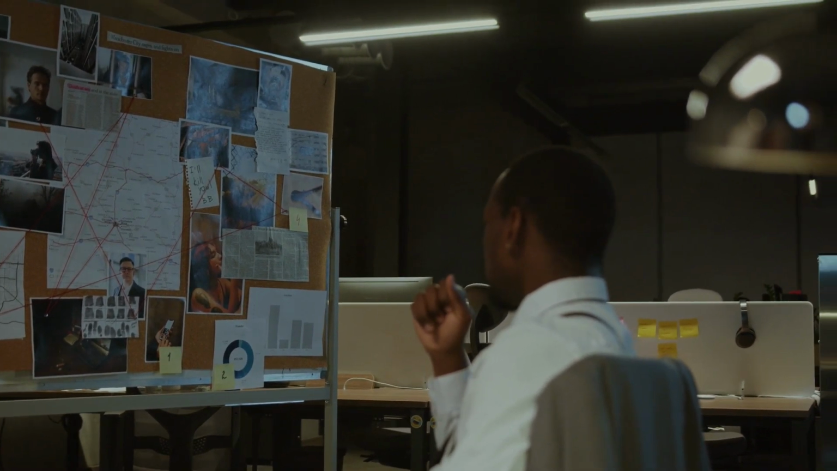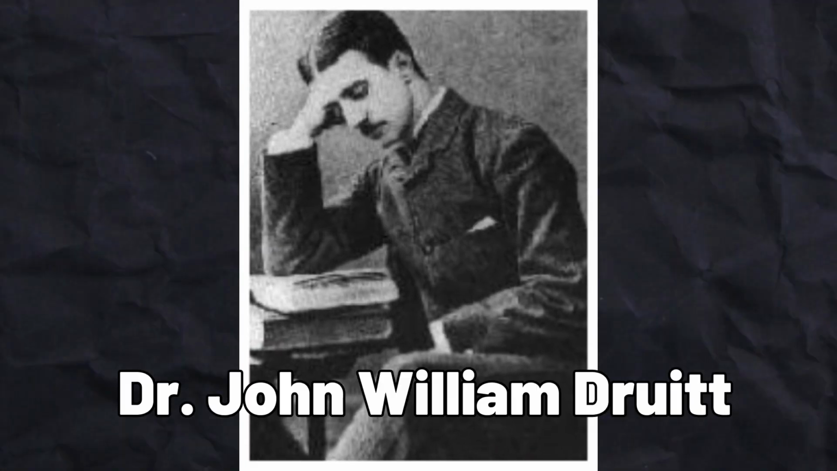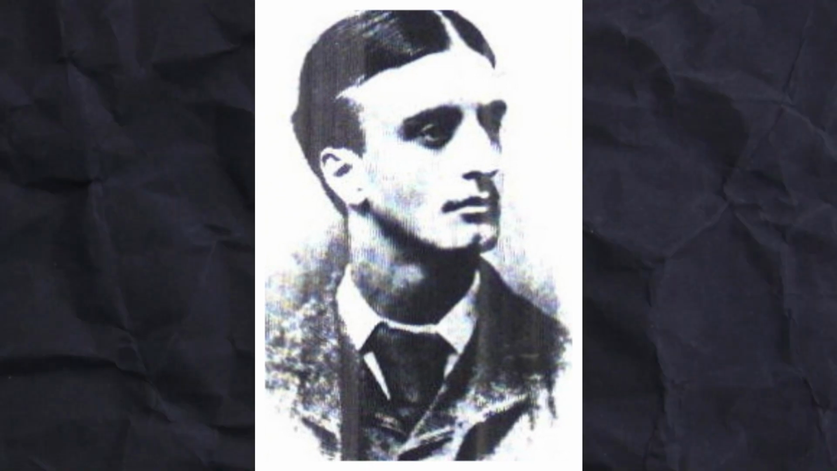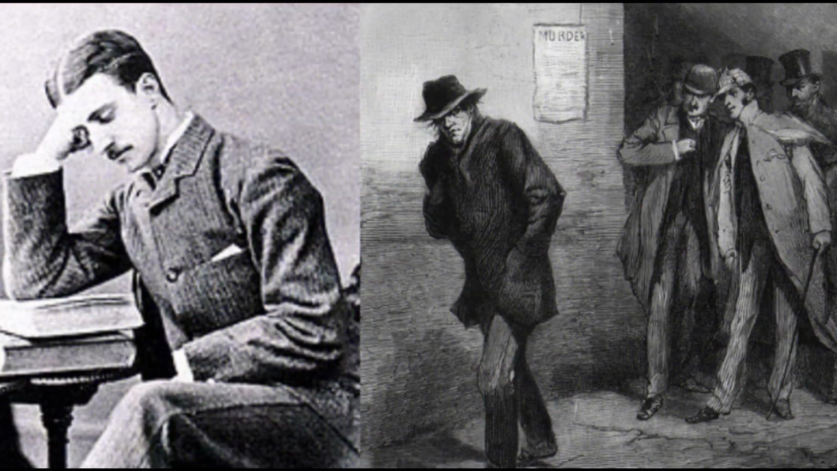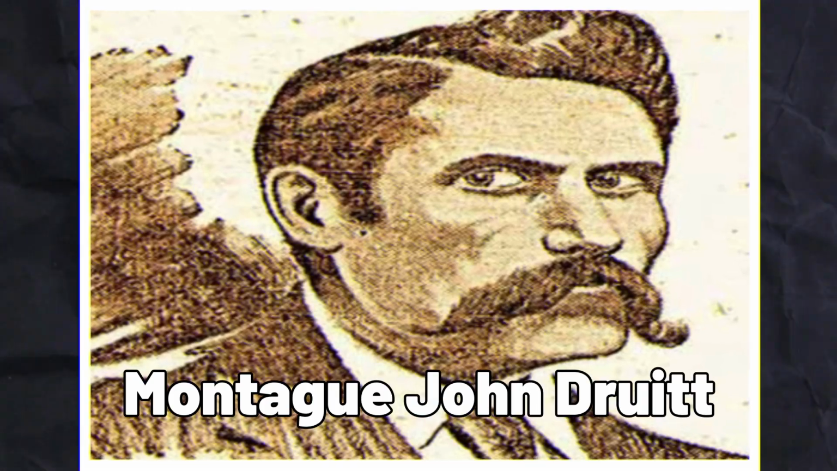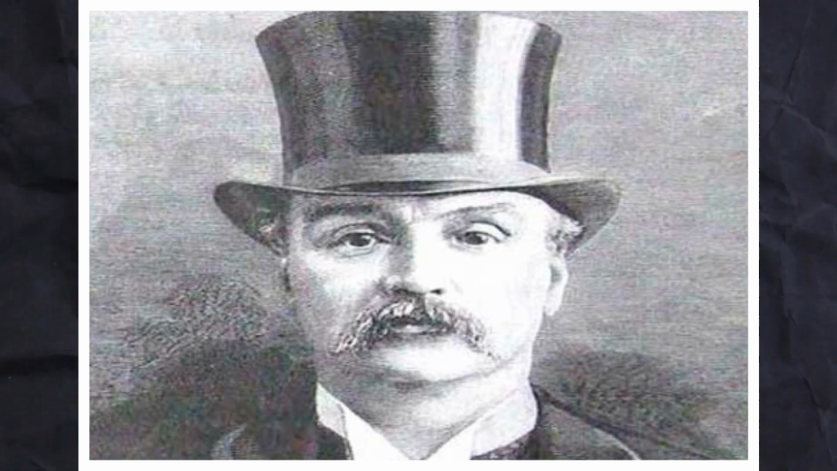The suspects. One of the most well-known suspects in the case is Dr. John William Druitt, a surgeon who is believed to have committed suicide shortly after the last of the murders attributed to Jack the Ripper. Druitt was known to have had financial and personal problems, and some people believe that he may have been driven to commit the murders as a way to relieve his stress. Another suspect is Montague John Druitt, a teacher and lawyer who was also believed to have committed suicide around the time of the murders. Some people believe that Montague Druitt may have been the killer because he was known to have had a violent temper and may have had a grudge against the women who were killed.